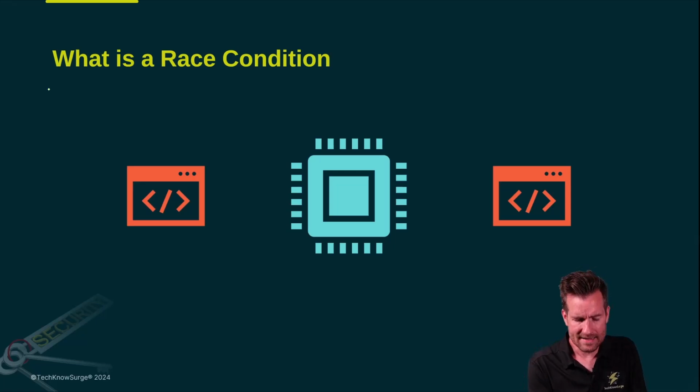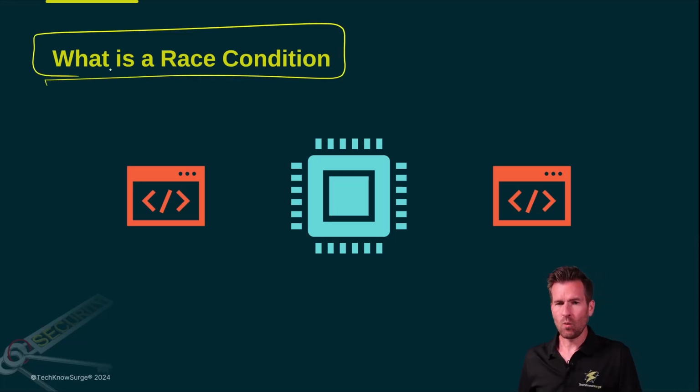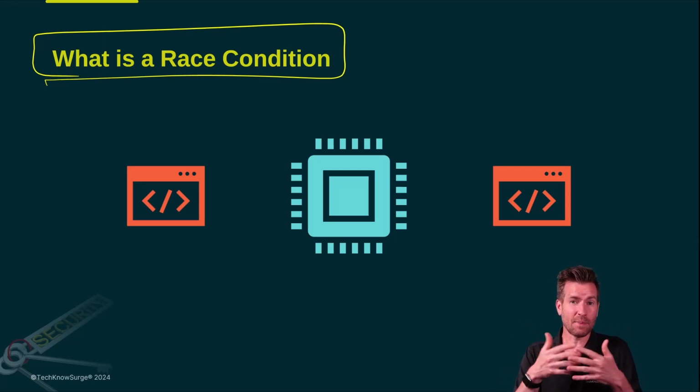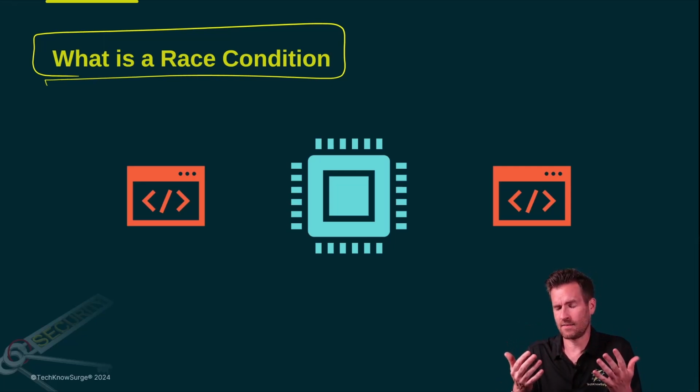So what is a race condition? Well, essentially, two different processes happen at the same time, which causes a conflict. They step on each other's toes and cause a conflict between what they're trying to achieve. And let's give an example of this.